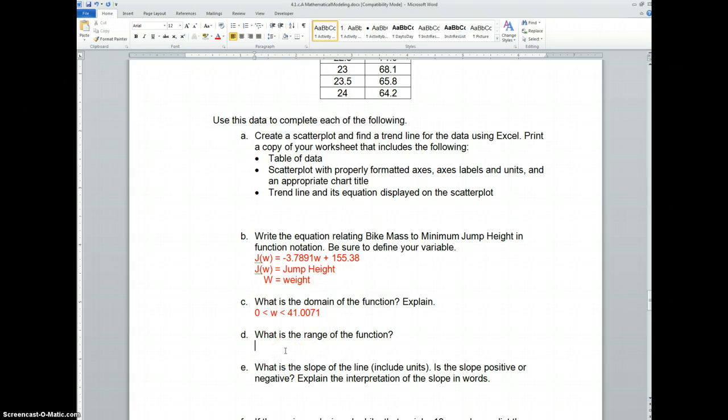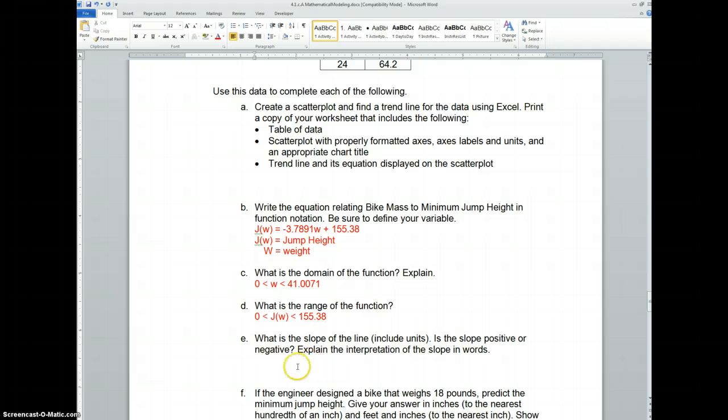Range of the function, this is dealing with how high this bike can actually jump. And it's going to go anywhere from 0, and here's our J of W. Again, it's going to be greater than 0, and it's going to be less than whatever our y-intercept was. Well, I can see that from here. If we plugged in 0 for W, our y-intercept would be 155.38.